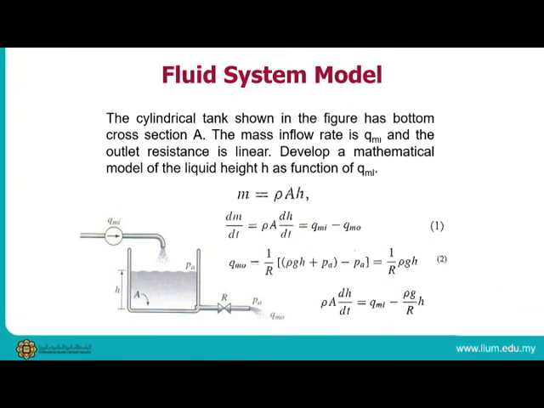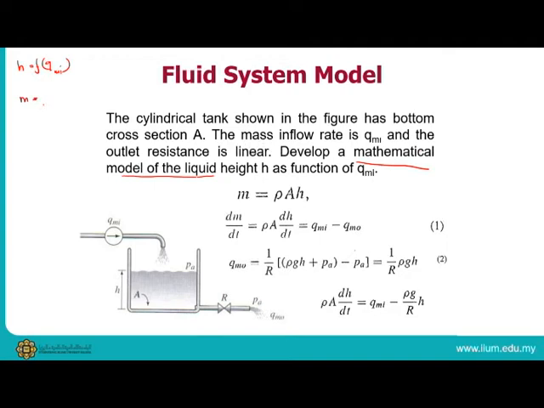Okay, so let's look into another example. In this example, we want to develop a mathematical model for a fluid system, right? In this mathematical model, you want to find the height h as a function of Qmi. If you look at this system, you have Qmi as an input, and Qmo is your output, right?